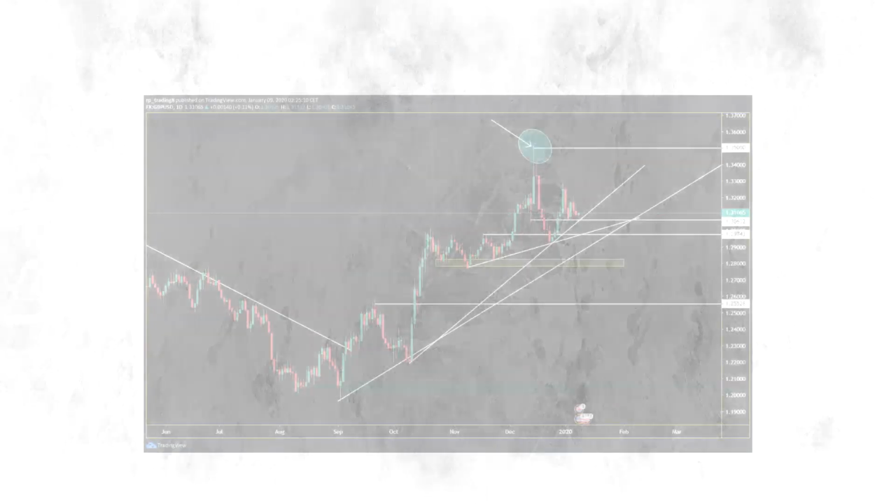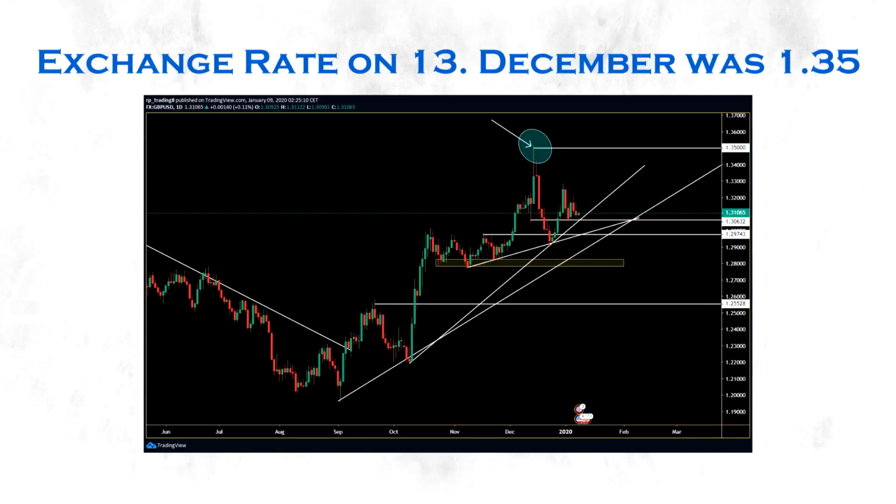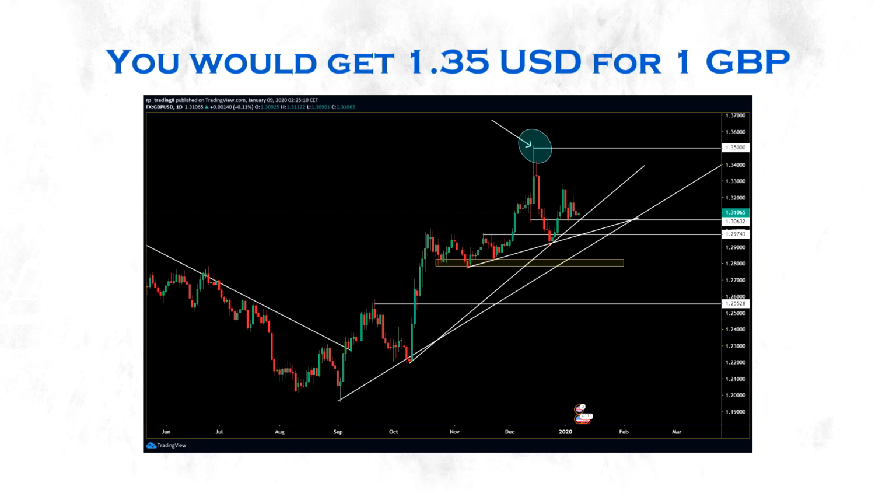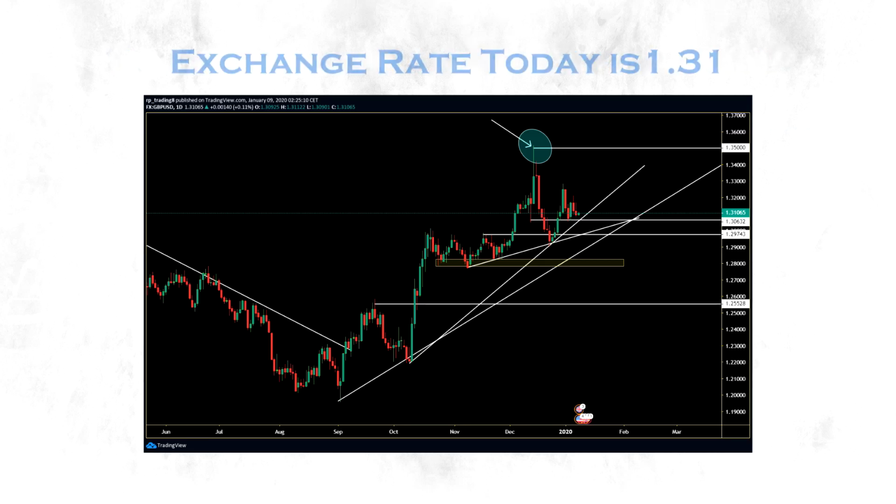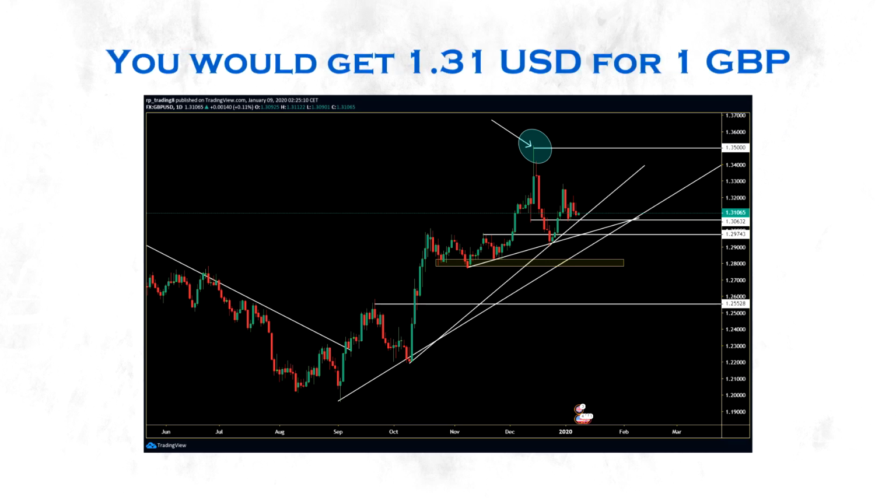The exchange rate of the Great British Pound to US dollar on the 13th December was around 1.35. That means you would get $1.35 for 1 pound. If you take the exchange rate of today, which is around 1.31, you would only get $1.31 for 1 pound.